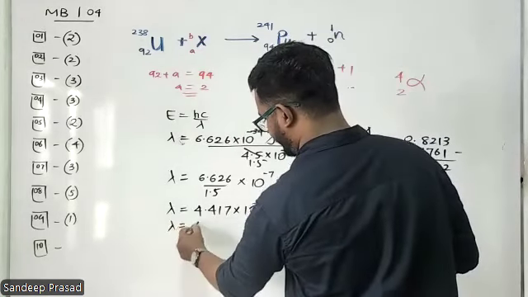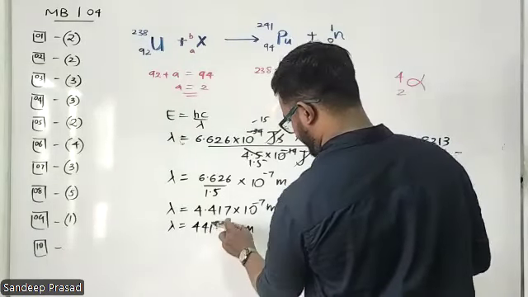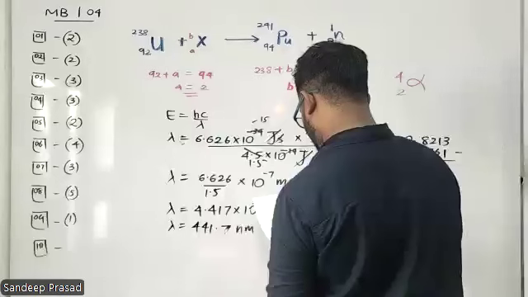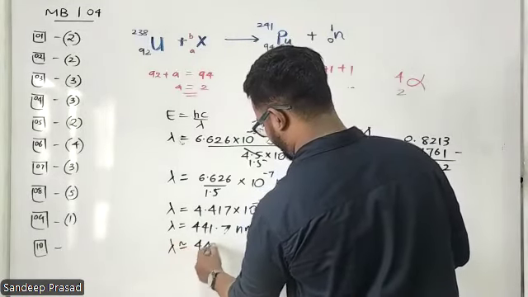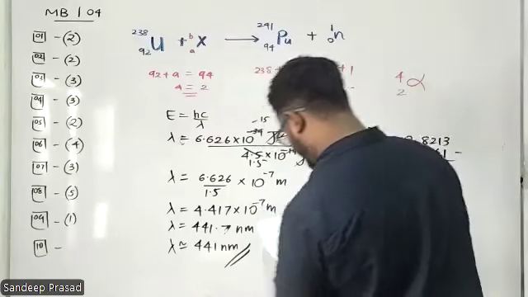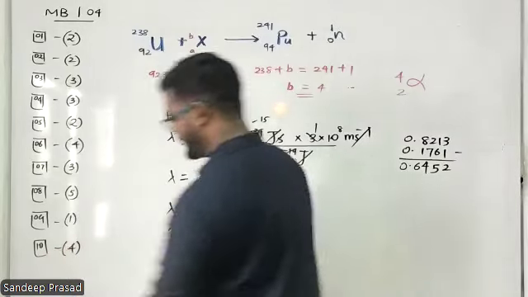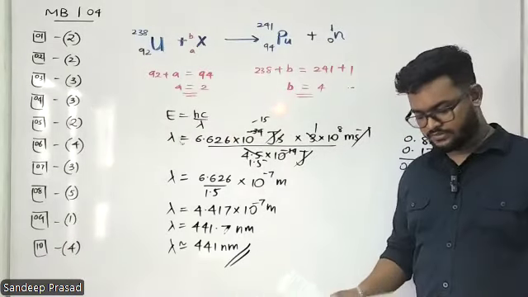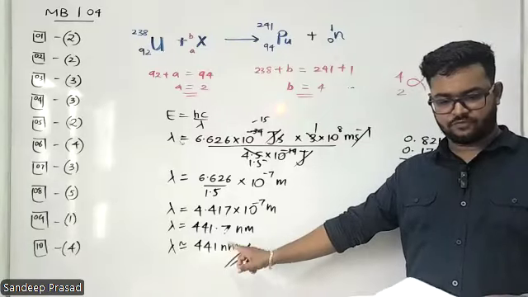We can convert this one into nanometers, 441.7 nanometers. Approximately, yes, we can take that. Approximately the answer is 441 nanometers. So therefore, question number 10 answer should be fourth one. Raise your hand those who got the answer as the fourth one. Raise your hand those who got the answer as 441 nanometers.